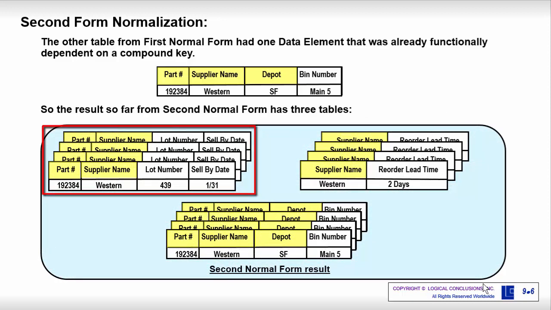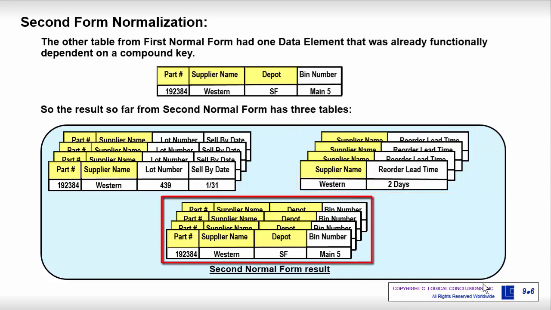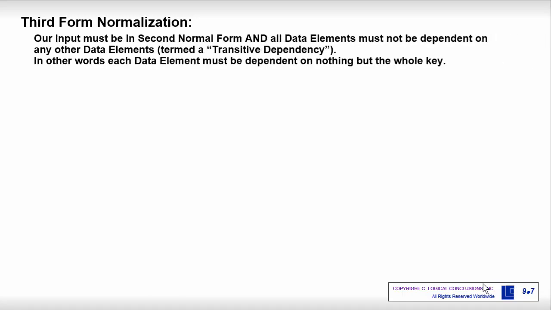We need part number and supplier name to get to lot number and sell-by date, and we need supplier name to get to the reorder lead time, and we need part number, supplier name and depot to get to bin number. Now, we can conduct the process of third form normalization. Our input must be in second normal form, and all data elements must not be dependent on any other data elements, termed a transitive dependency. In other words, each data element must be dependent on nothing but the whole key.